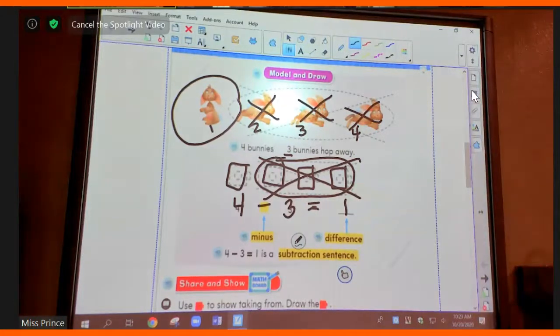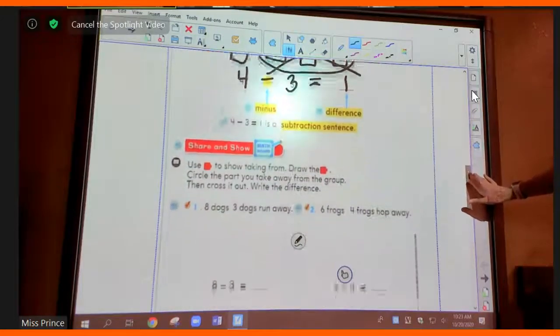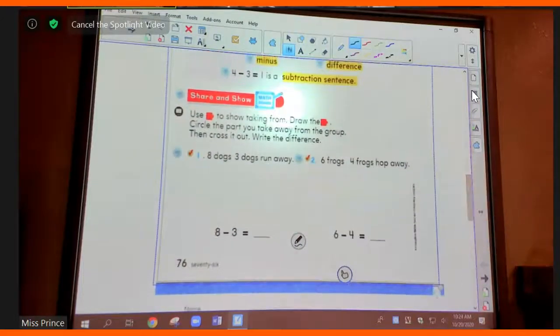I would like you to get your math book open, Xander, and I will catch you up later when we're all done with math. But for right now, I want you to go to page 76. It's in your brand new math book, chapter 2.